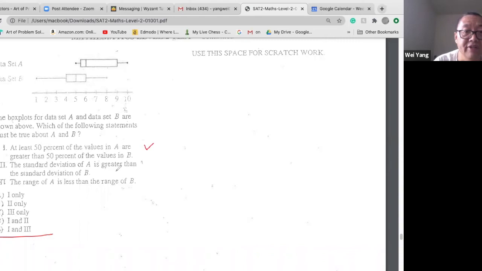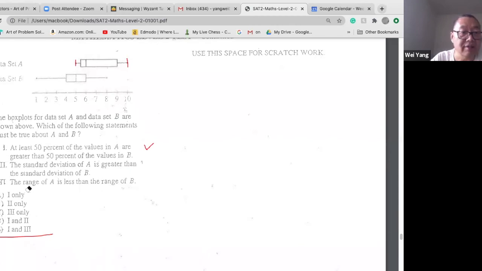The standard deviation of A is greater than the standard deviation of B. I think this one is, oh wait. This one is only from here to here. So we cannot get this. No, probably this one is not.